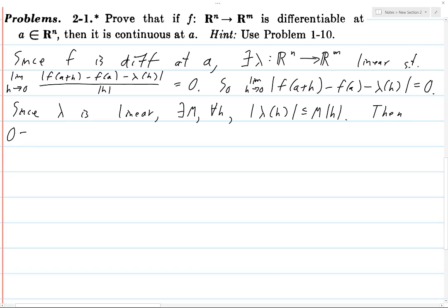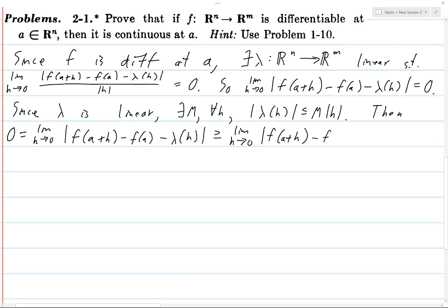Then, okay, so we have 0 is the limit as h goes to 0, and again as a vector, of the norm of f of a plus h minus f of a minus lambda h. And now we can use the reverse triangle inequality to say that this is greater than or equal to the limit of the norm of f of a plus h minus f of a minus the norm of lambda of h. And again, I believe we proved this reverse triangle inequality in a previous exercise.